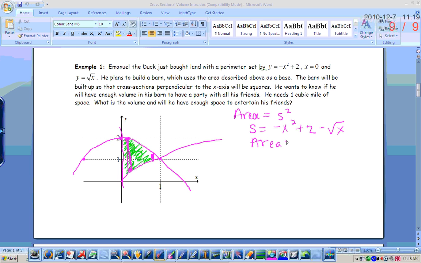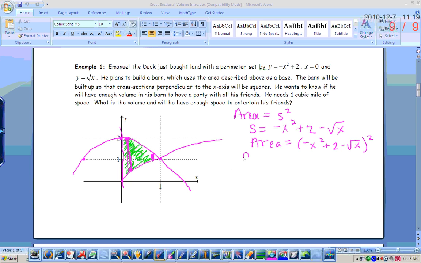So therefore, the area of each of those cross sections would equal negative x squared plus 2 minus root x, the quantity squared. Okay, but I want to find the volume of this barn. So volume is basically length times width times height. Well, the square is taking care of my length and my height, like just the cross section of it. And then I would need to multiply by the width of each square. But that's what integration is.